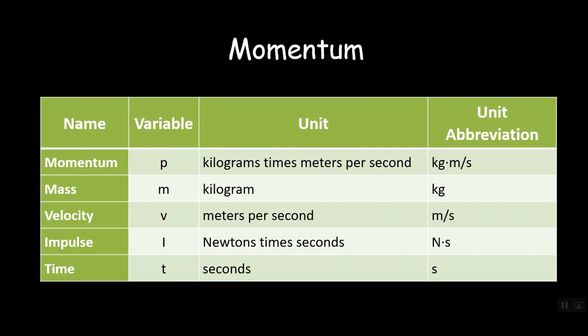If we look at the units that we're going to be using in this chapter, P is the symbol for momentum, and the unit is kilogram meters per second. M is mass in kilograms, V is velocity in meters per second. I, capital I, we're going to look at later as impulse, and that's measured in Newton seconds, and T for time.